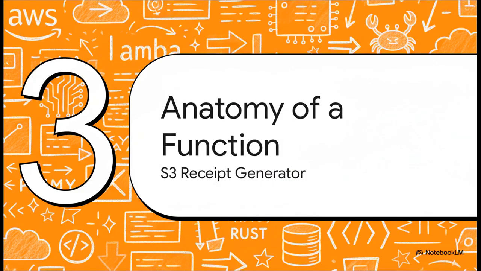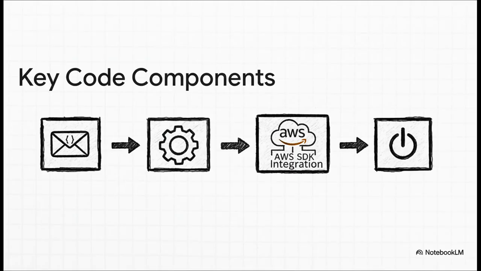Now, let's crack open the code and see what makes it tick. We're going to break down a pretty practical example, a function that gets some JSON order data, creates a little text receipt, and then saves that receipt right into an S3 bucket. So when you look at a typical Rust Lambda function, you're almost always going to find these four key parts. You'll have a struct that defines your input, the main handler function where all your logic lives, some kind of integration with the AWS SDK, and then finally the program's main entry point that kicks the whole thing off.